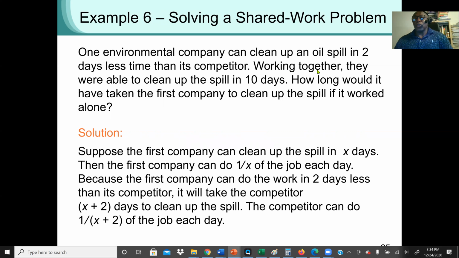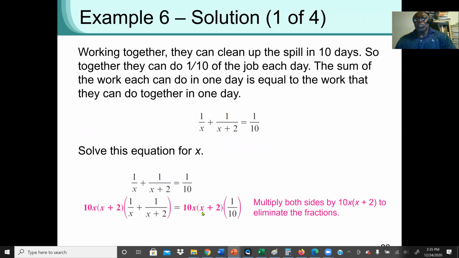Here you can see that they work together and were able to finish in 10 days. Suppose the first company can clean up the spill in x days, then the first company can do 1 by x of the job each day. Because the first company can do the work in 2 days less than its competitor, it will take the competitor x plus 2 days to clean up the spill. And the competitor can do 1 by x plus 2 of the job each day. So if that's the case, we can form our quadratic equation here.